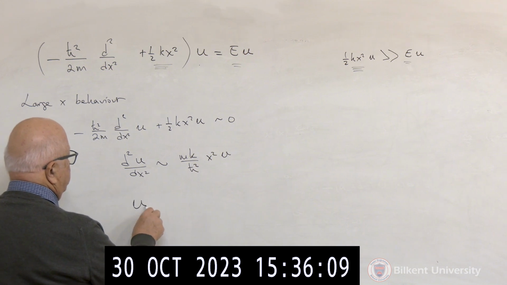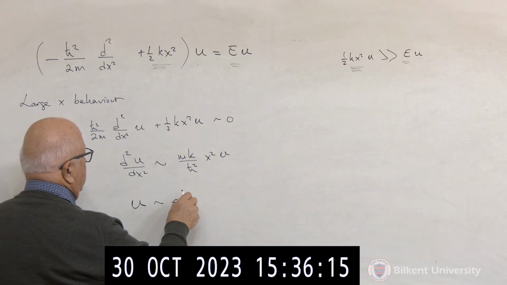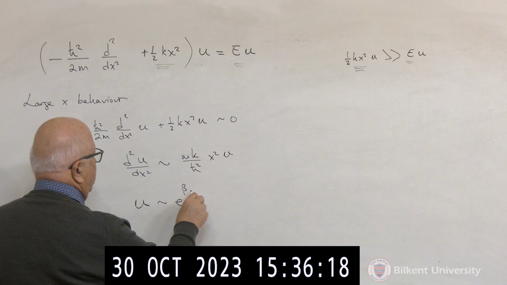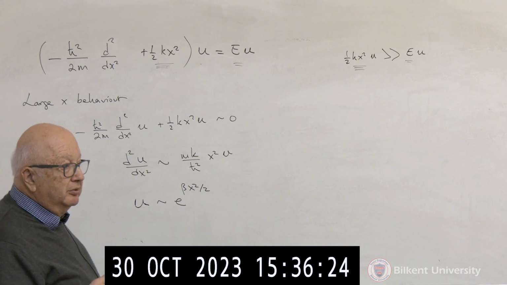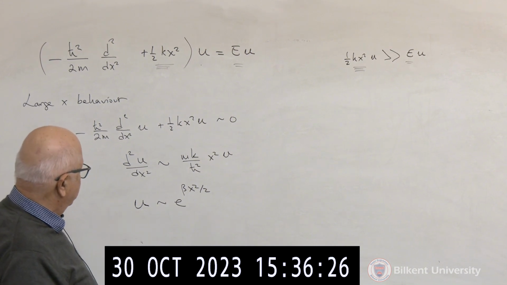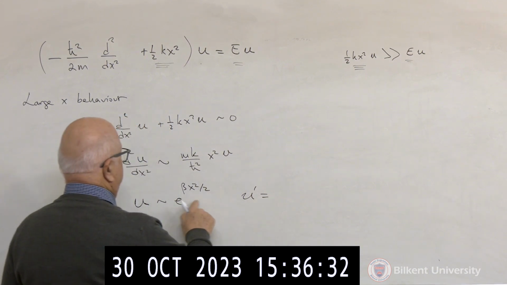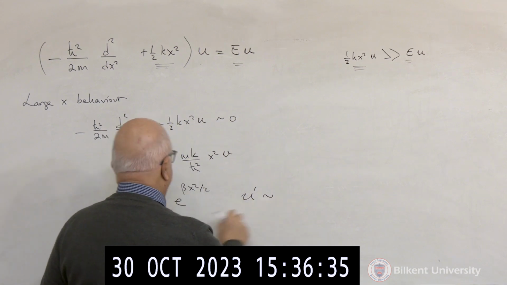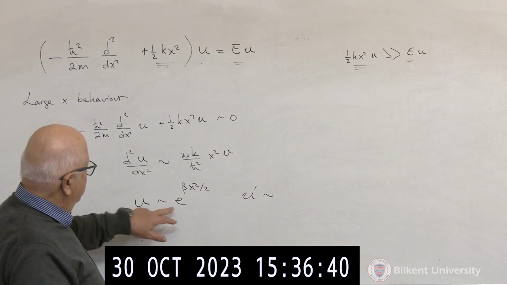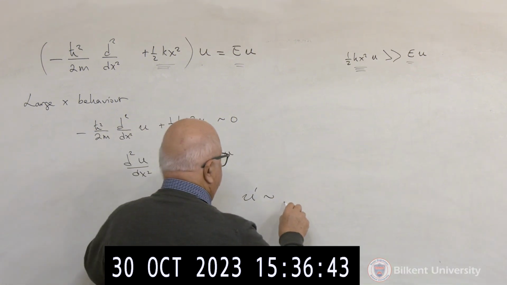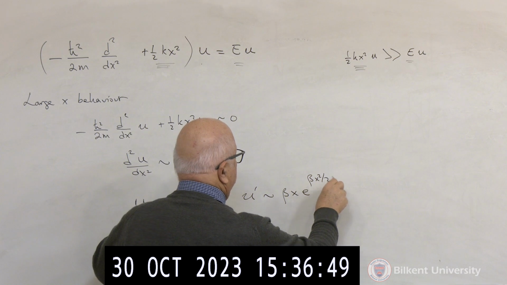So suppose u is some function which goes like e to the beta x squared over 2. I put the 1 over 2 in with beta, but this makes my differentiation a little bit simpler. So u prime is going to be, I shouldn't say equal to, because I'm saying this is approximately so as a result of this equation. Okay, so u prime is going to be beta x times e to the beta x squared over 2.